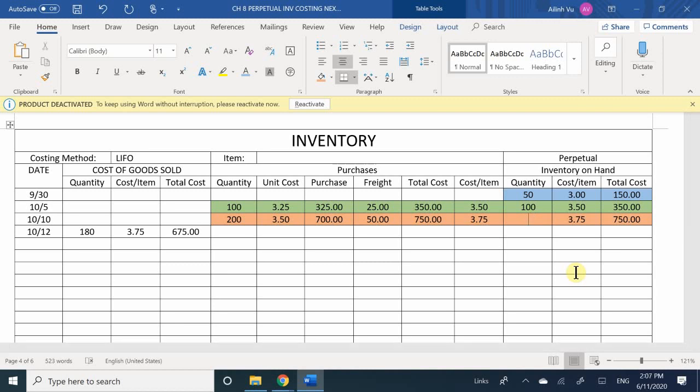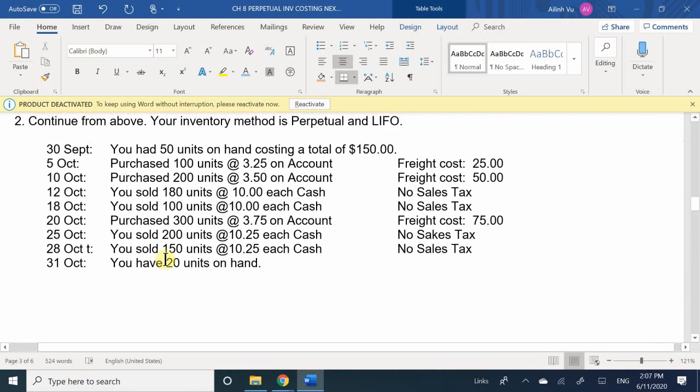Now we could go ahead and come over here, and now we're going to take away 180. What's 200 minus 180? 20. And what is 750 minus 675? 75. Okay. Now let's go ahead and go to what happened next.